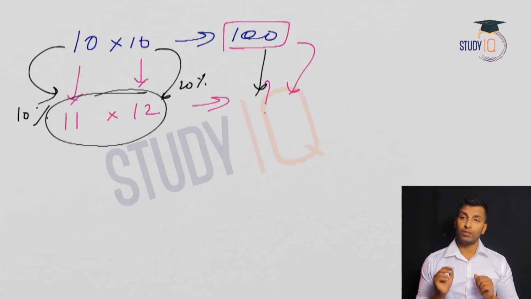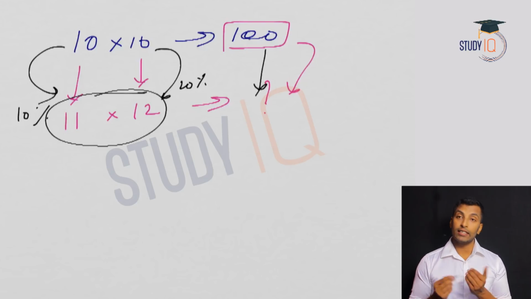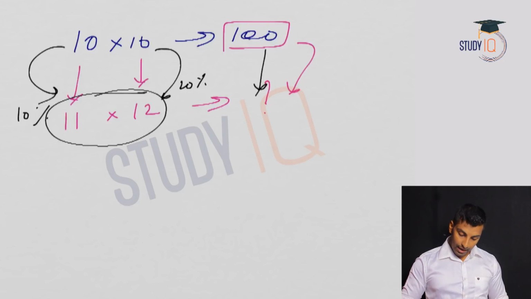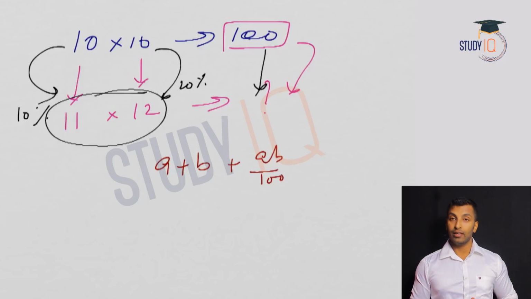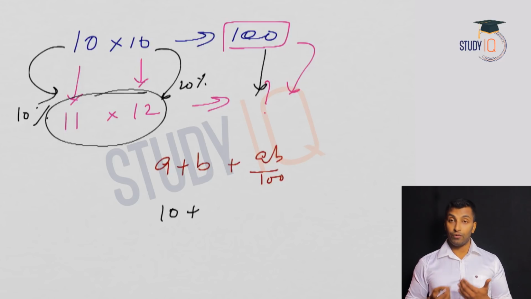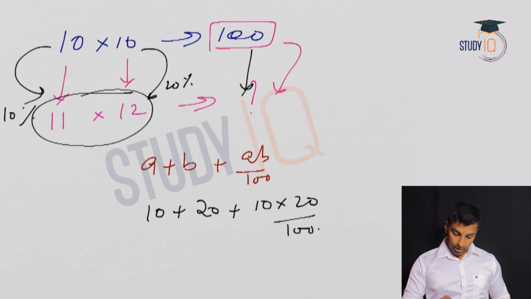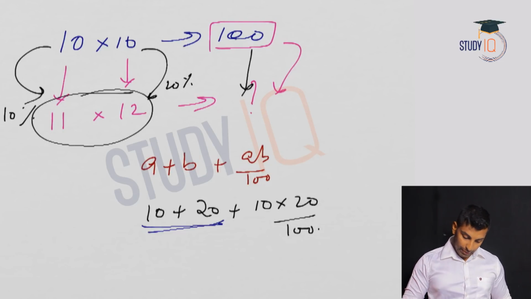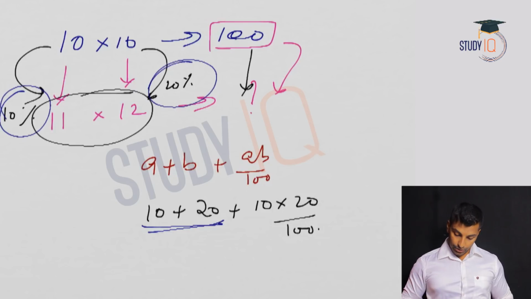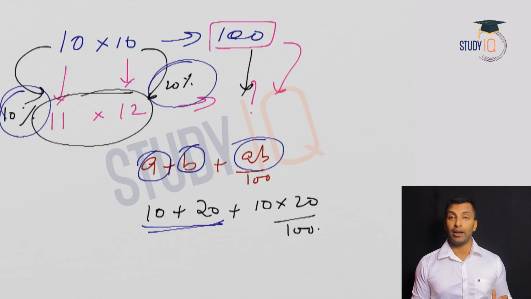Most of the textbooks and most of the coaching institutes will tell you there is a formula like A plus B plus AB by 100. If you apply that, the first percentage increase is 10, then 20 plus 10 into 20 by 100. Here, these 10 and 20 are the respective percentage changes. So you just put A and B values, substitute, and you'll get the answer.